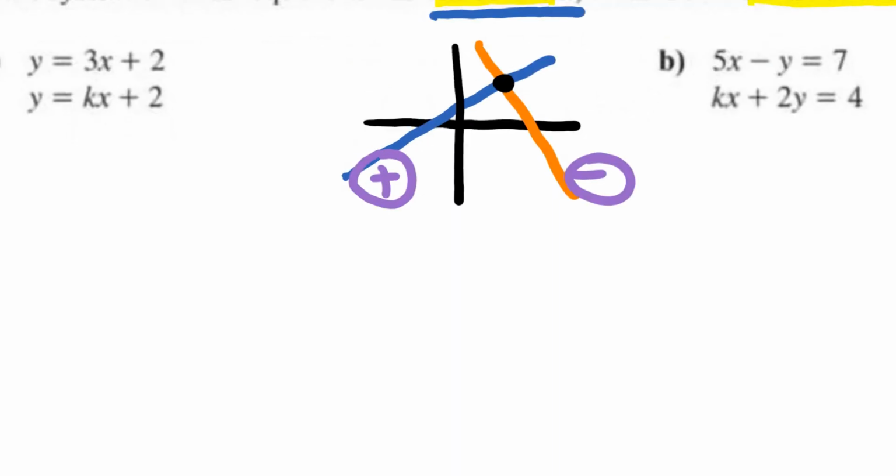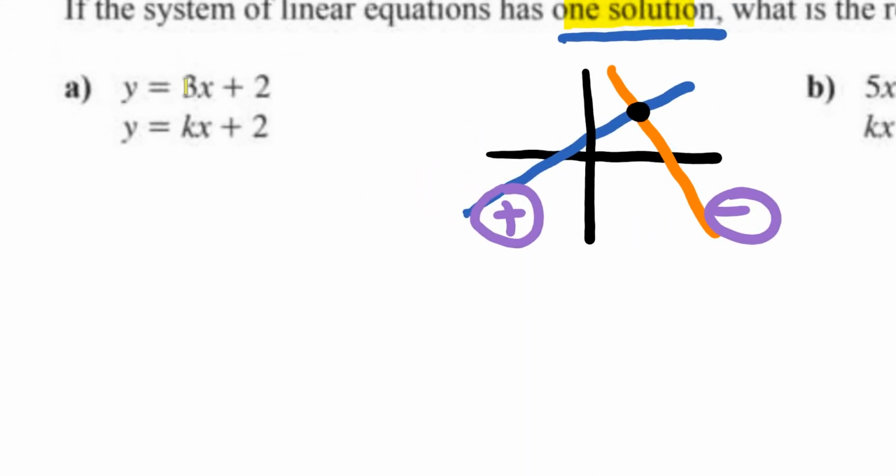So knowing that, the first equation has a slope of 3, right? And the slope over here is k. So what does k have to be so that we have one solution? Well, the slopes cannot be the same, right? So this k value can be anything but 3, right? If it equals 3, then you're going to have more than one solution, right?